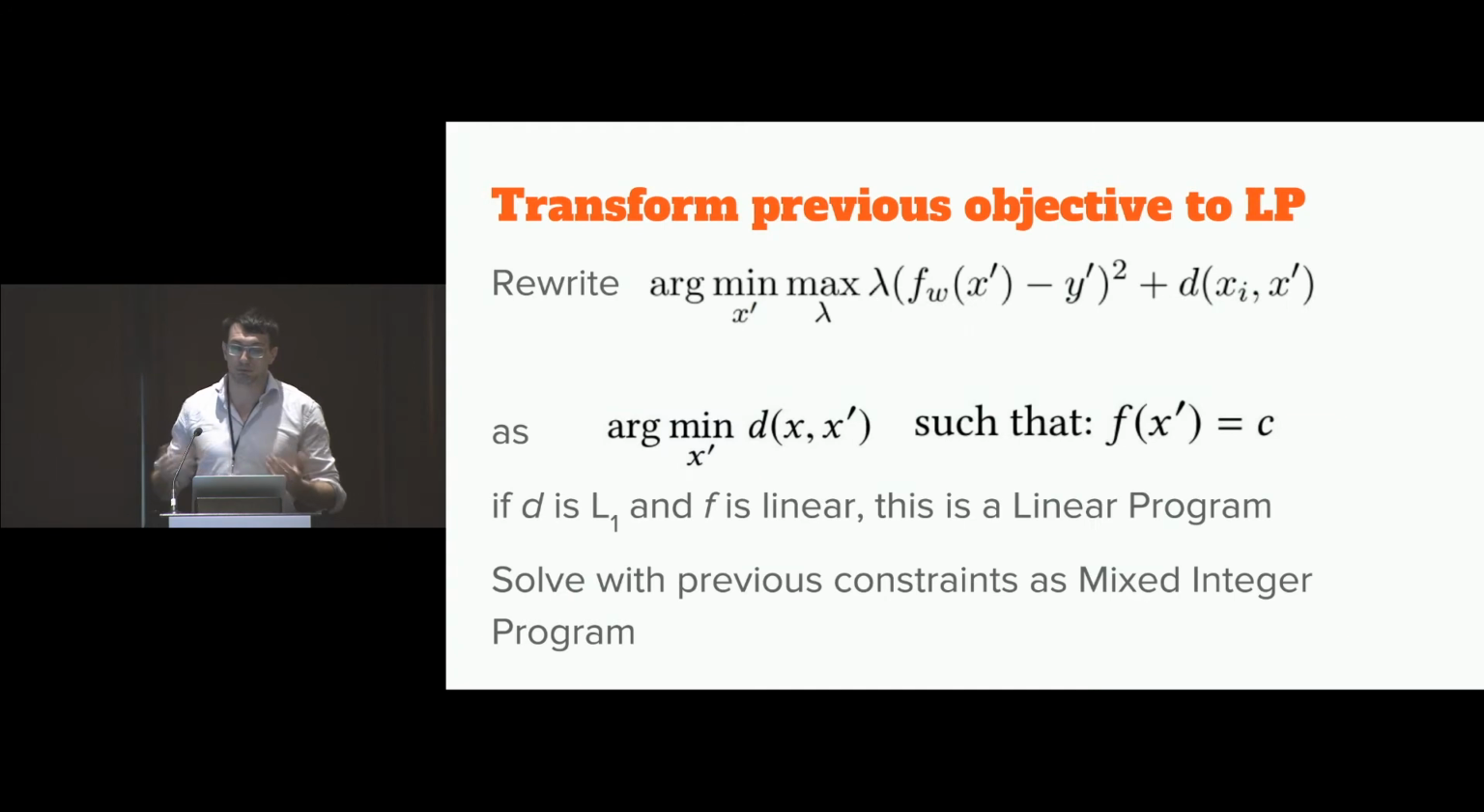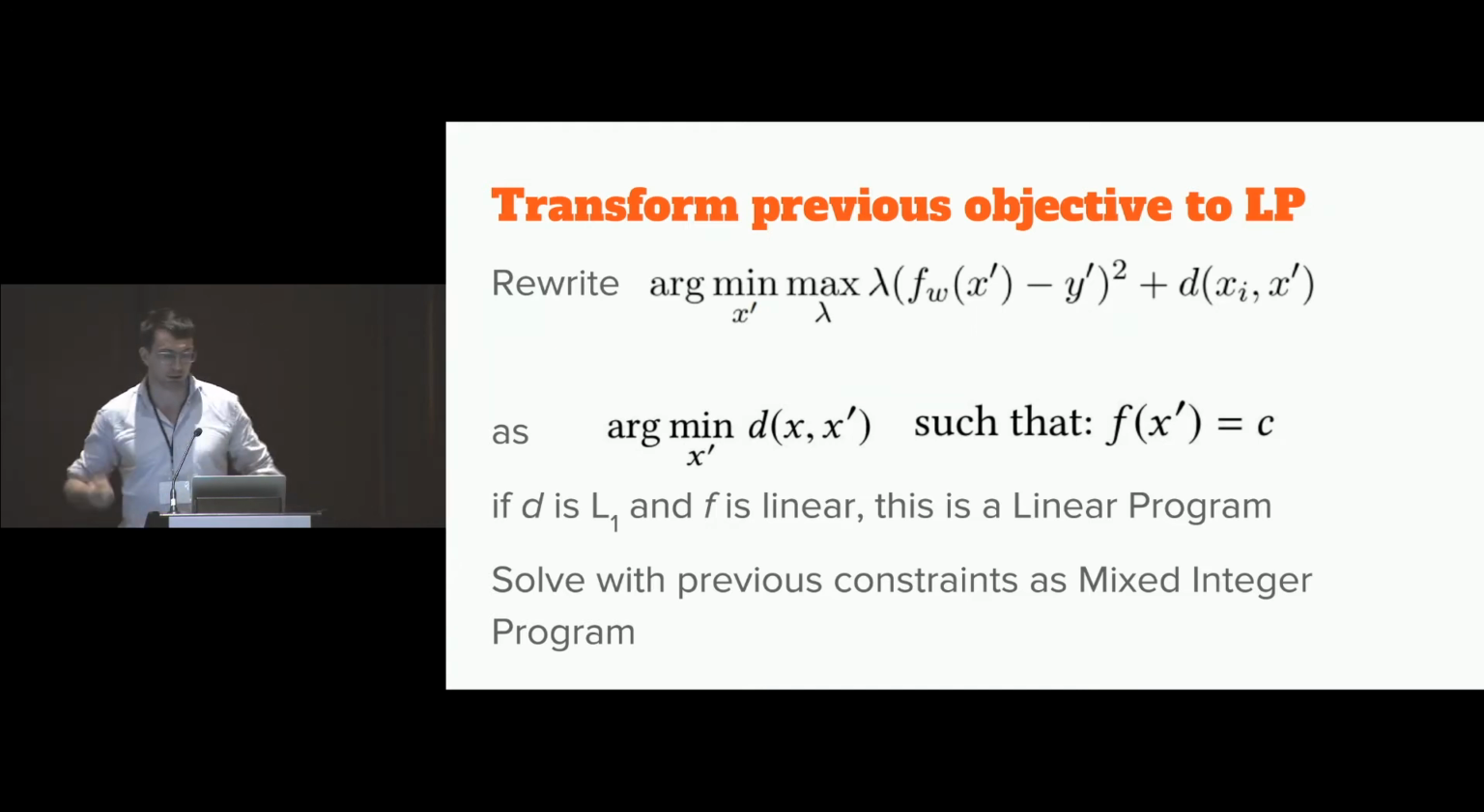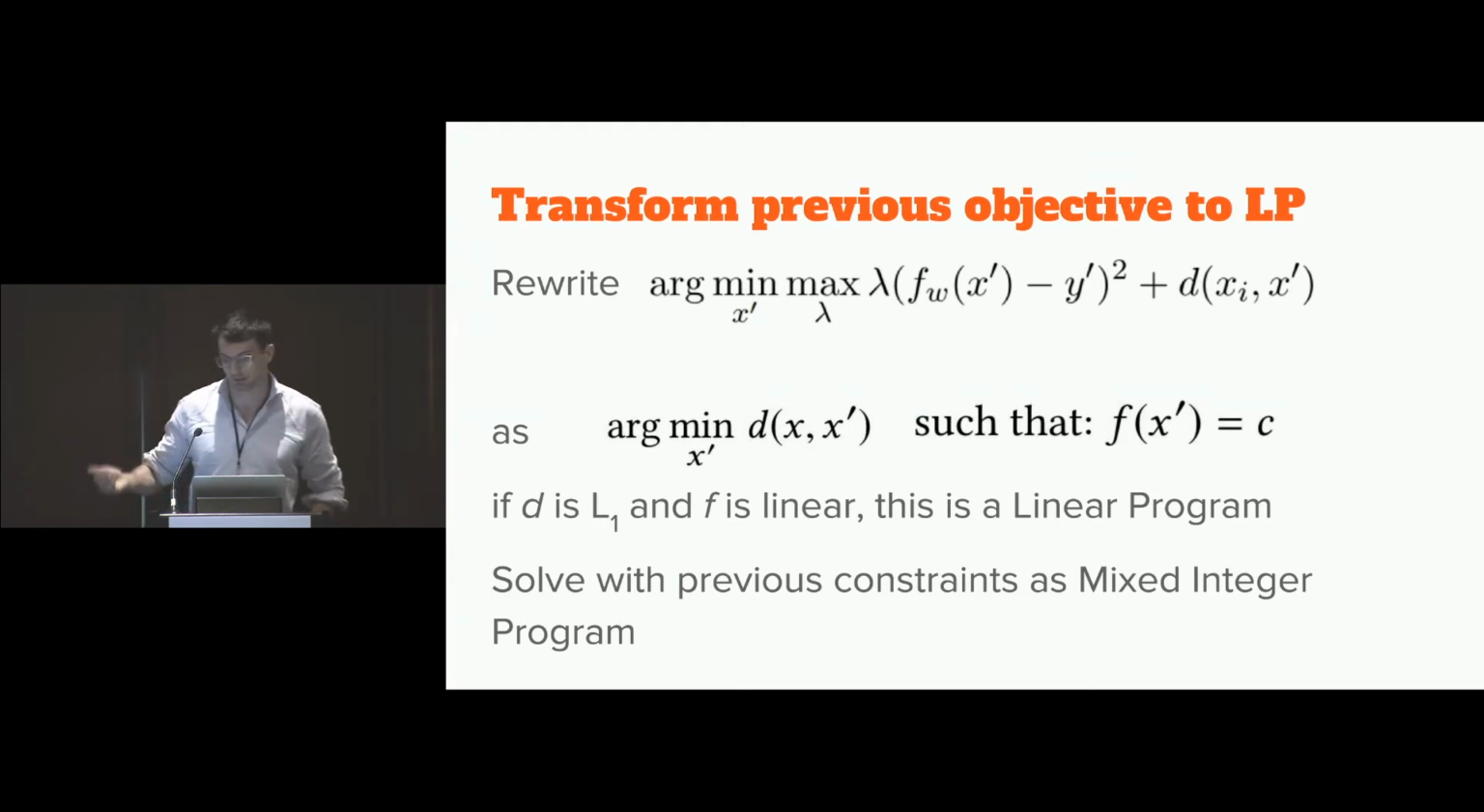You go through, and then what we did is we took the previous objective, which was this Lagrangian formulation, and we transformed it into a linear program. And this, for what it's worth, is exactly like Lewis's formulation of counterfactuals. It's saying, find the closest possible world, find the closest data in which we have the outcome we want. And this you can just write down, and you can solve with previous constraints as a mixed integer program.